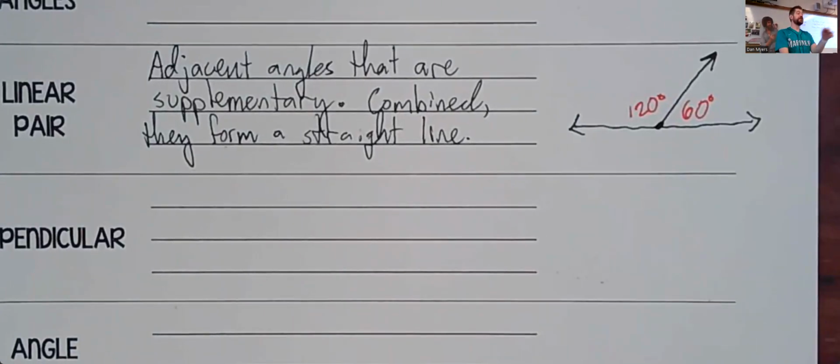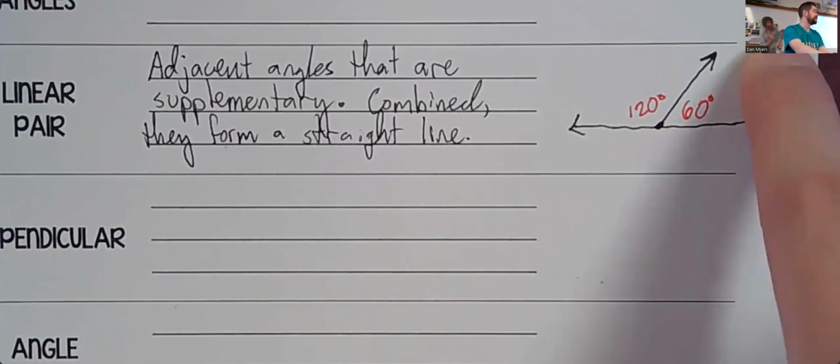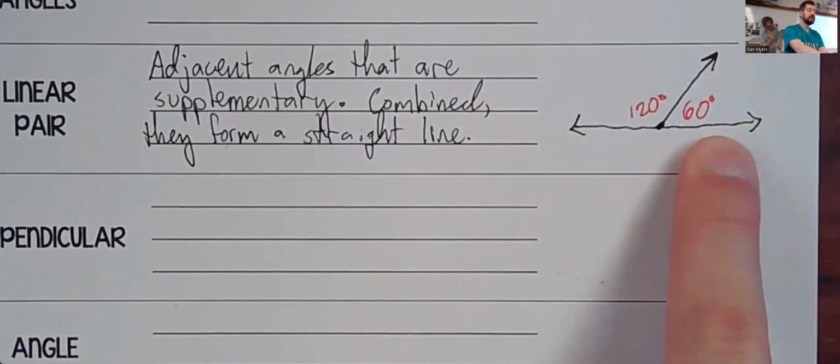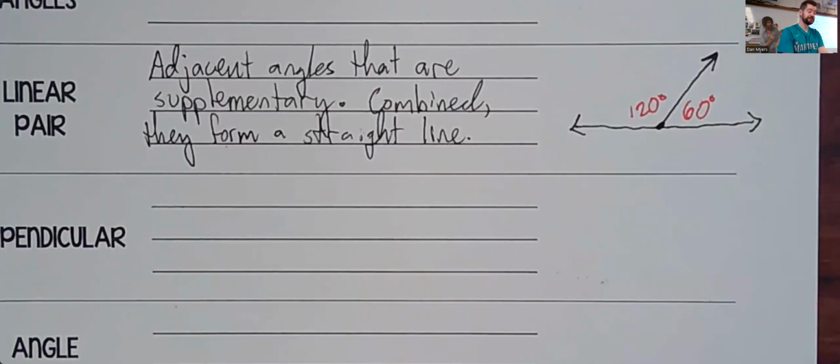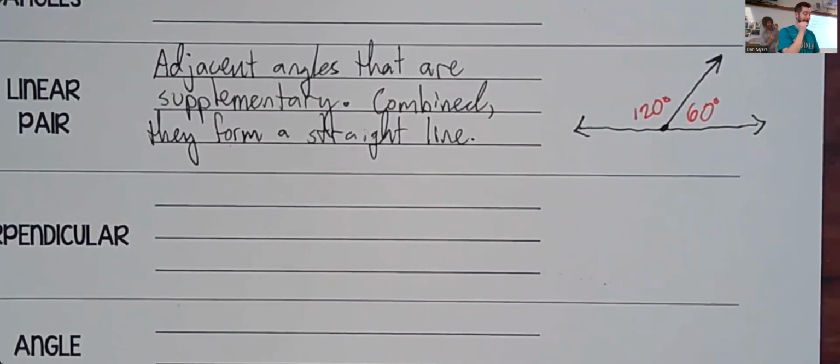But this time, those two angles still add up to 180, but now they're all part of the same diagram. They share a ray, they share a side, so they're adjacent. And when you put them together, they create a straight line.